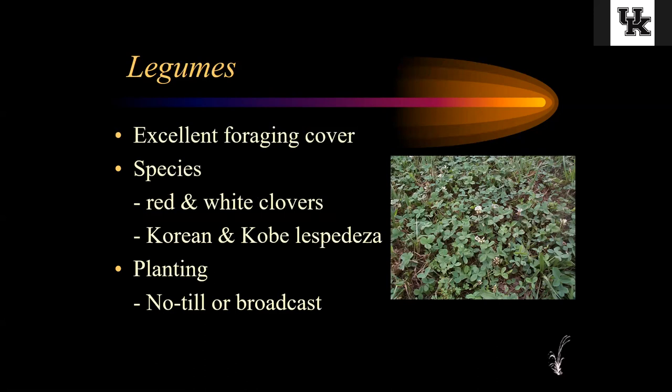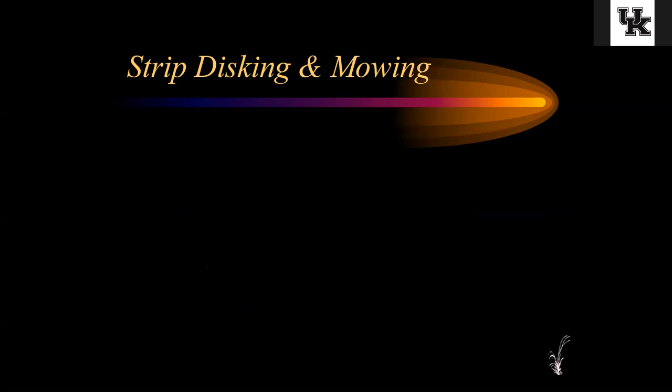The legumes can either be, once again, no-tilled or broadcast. It's much more common to broadcast the legumes than it is for the native grasses, using conventional tillage and broadcasting. And at times, based on soil tests, there may be a need to apply some lime or to apply some fertilizer. The nitrogen is not needed because those plants can pull the nitrogen out of the soil that's not available to the other plants, so they don't need nitrogen added. So that does definitely help on the fertilizer cost.